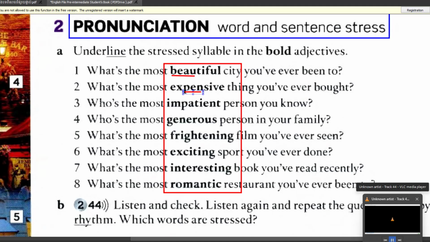Who's the most impatient person? What does it mean, teacher?